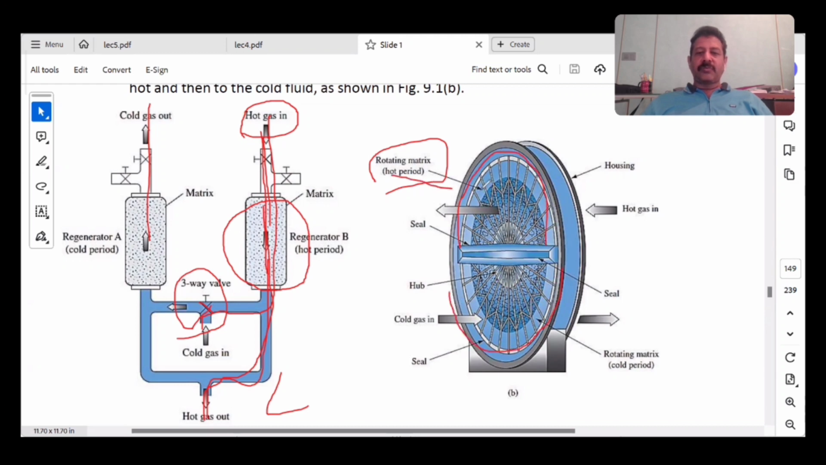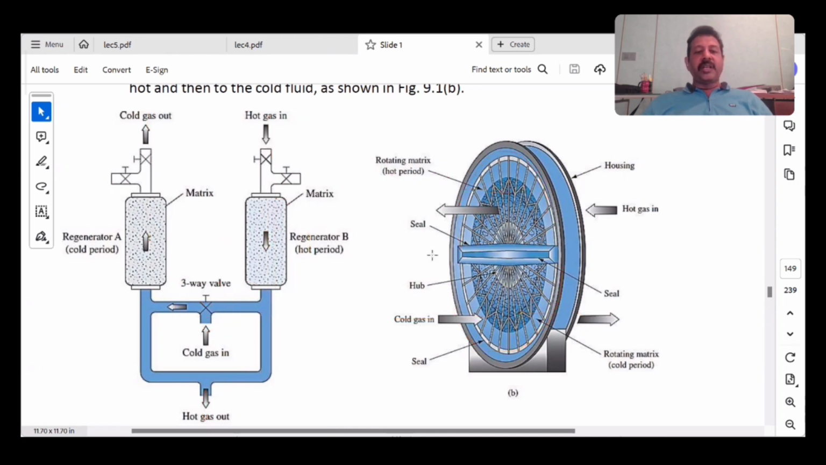ஸோ ஹாட் கேசஸ் வில் ஃப்ளோ, lose the heat to this matrix. இது கீழே வரும்போது cold gas will flow, will gain the heat from the matrix and come out, right? So this is like a rotate. So this type of thing is what you call it, the regenerators, where alternate heating and cooling.